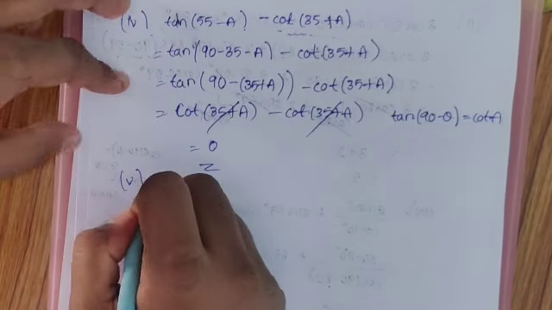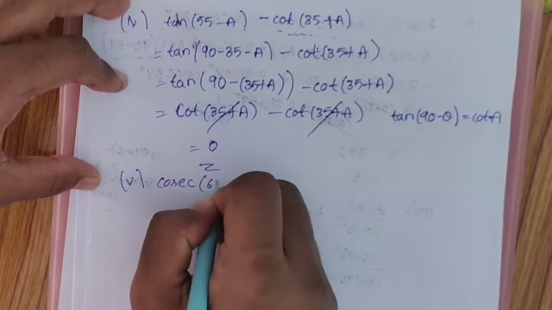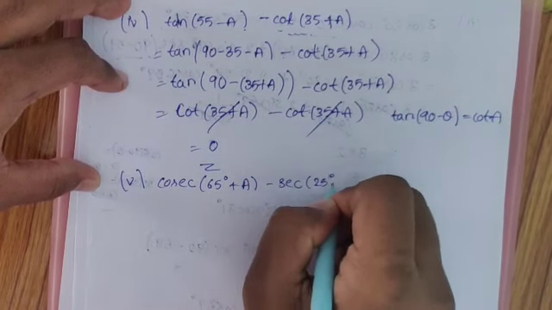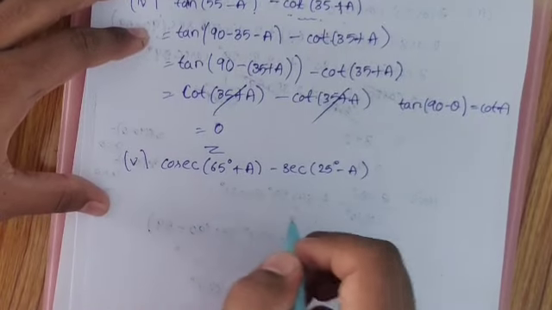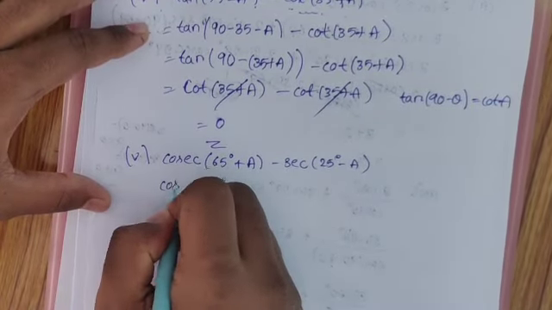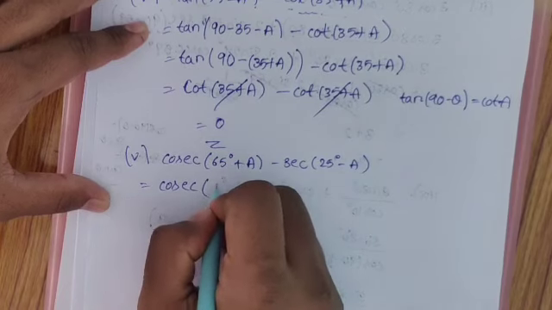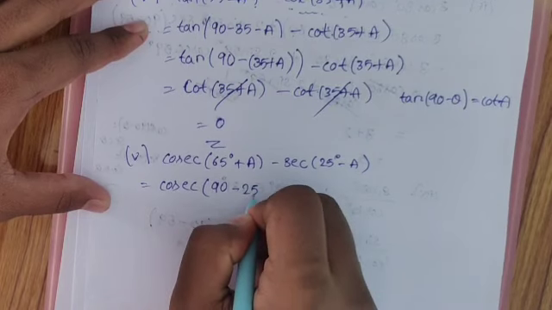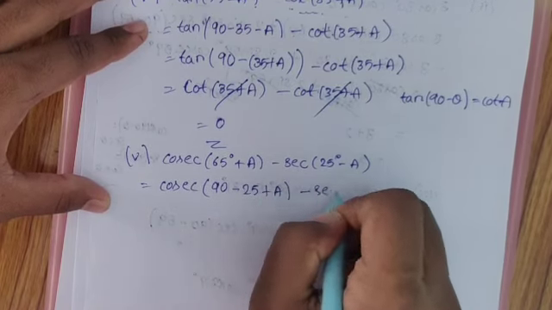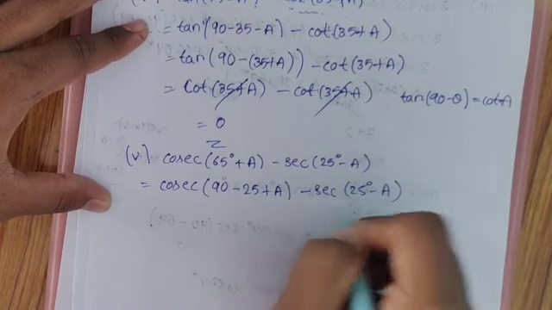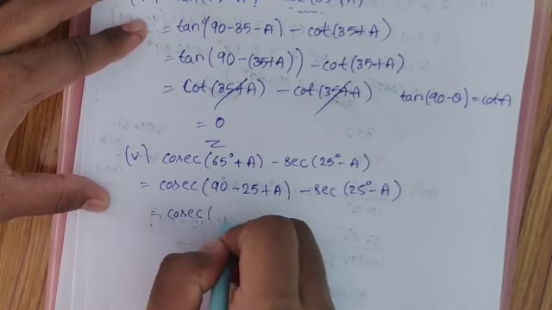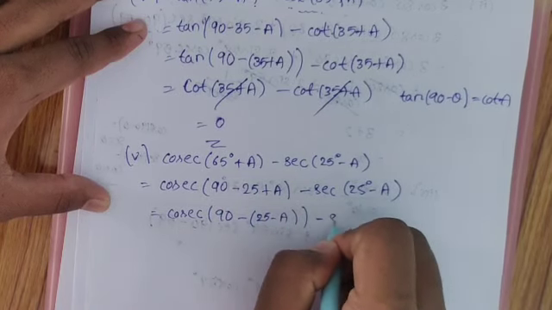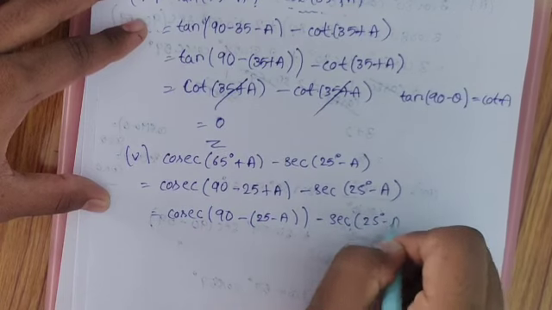Question number 5. Cosecant of (65 degree plus a) minus secant of (25 degree minus a). Here cosecant of (65 plus a) will be equal to cosecant of (90 minus (25 minus a)), minus secant of (25 degree minus a). If we take minus common, the remaining thing is 25 minus a, and secant of (25 degree minus a) will be as it is.